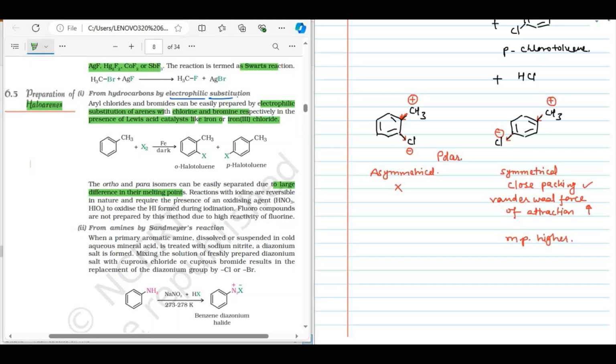But in case of ortho derivative, as the molecule is asymmetrical, close packing of the molecule is not possible. So it will have less van der Waals force of attraction, and that's why its melting point will be lower.